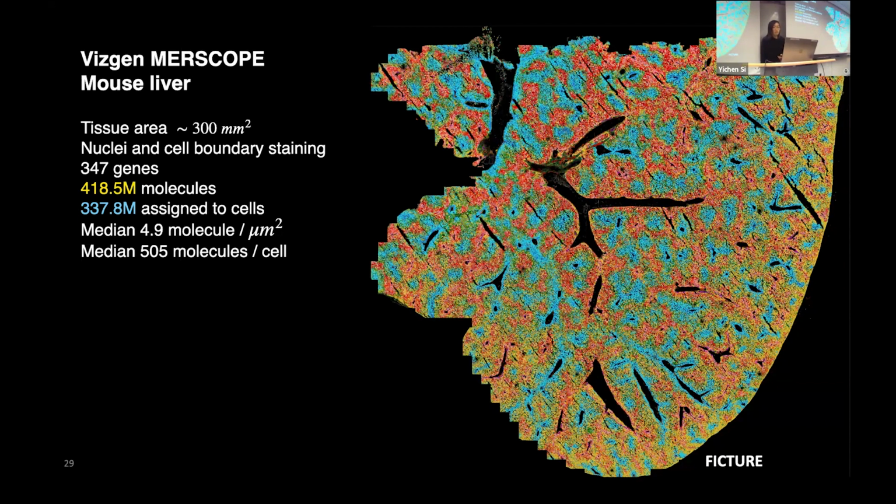The last example I want to share is from Yichen mouse liver data. So this tissue area is much bigger, over 3 square centimeter. And this data contains both nuclear and cell boundary markers. But still, with this high quality data set, only 3/4 of transcripts are assigned to any cells. We will zoom in this region near the portal vein.